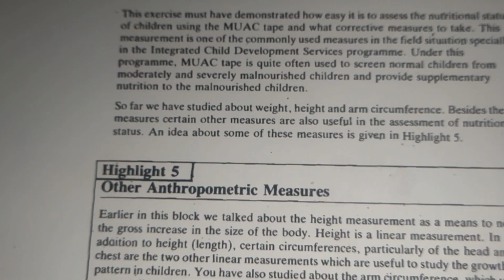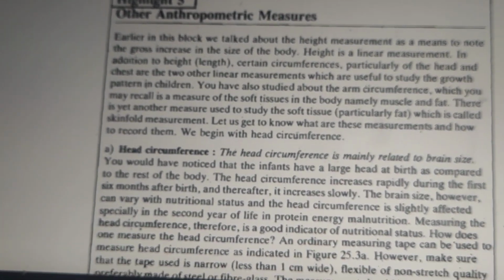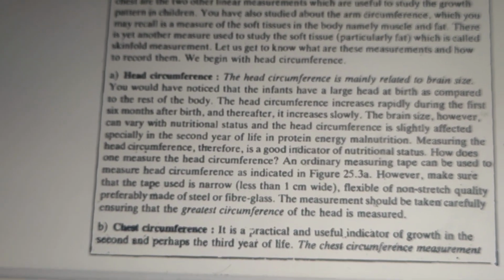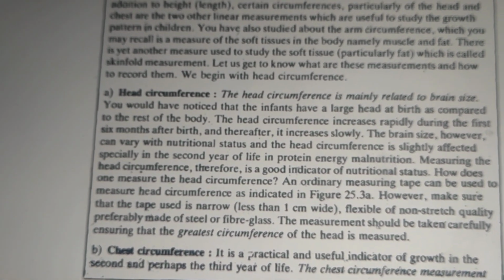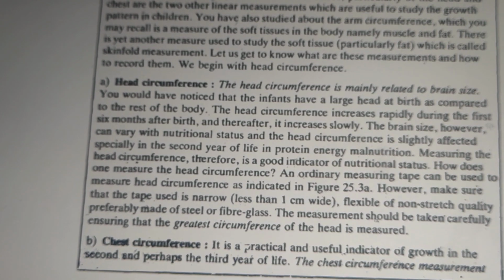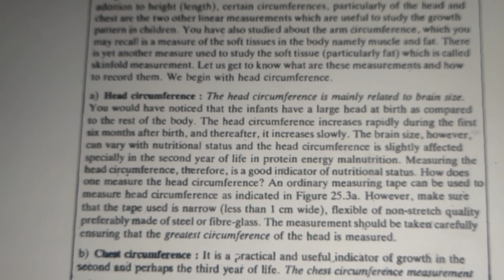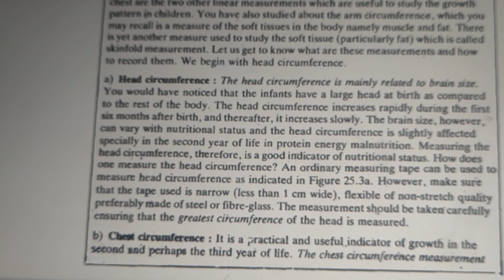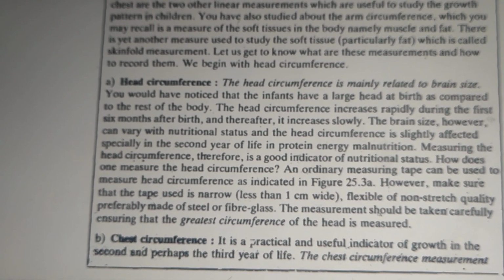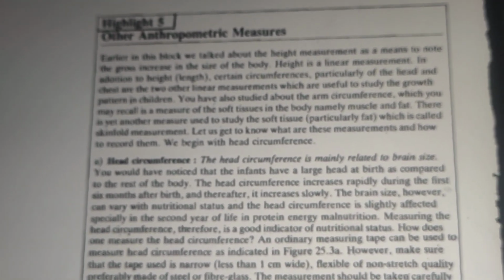Coming to other anthropometric measures, there are two things: one is head circumference, the other is chest circumference. The head circumference increases rapidly during the first 6 months after birth, whereas the chest circumference can only be checked in the second and third years of life. So these are also other anthropometric measures.